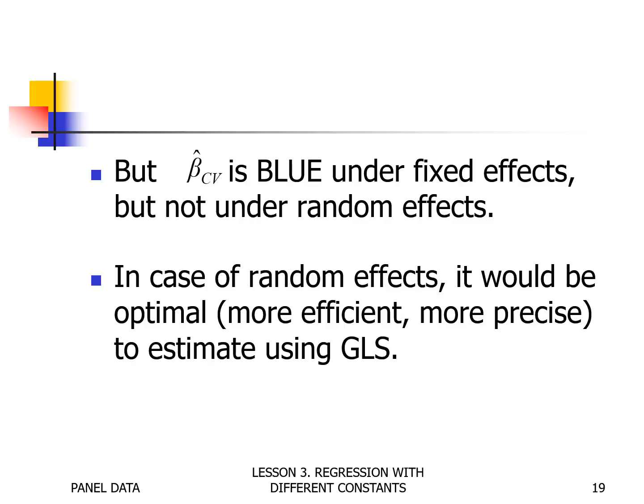Under random effects, the beta hat covariance is not efficient. In case of the random effects, it would be optimal, more efficient, more precise, to estimate using generalized least squares. That is, taking into account the serial correlation to be able to fix it and to obtain estimates that are better, more efficient than in the previous case.